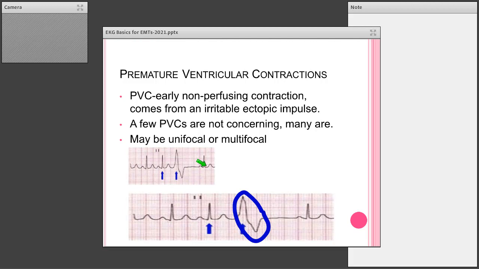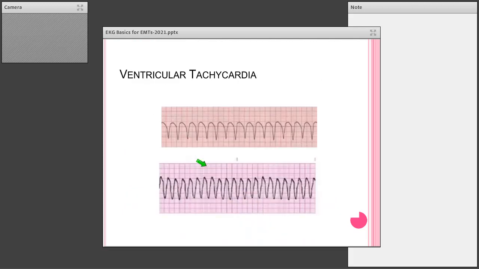So for some people, it's normal to have them every once in a while. It's not normal to have multiple ones in a row. This is one of those rhythms where your patient may be either conscious and talking to you with a pulse, or they may be unconscious and pulseless and apneic. And it's a transitionary rhythm, so people don't stay in VTAC for very long.